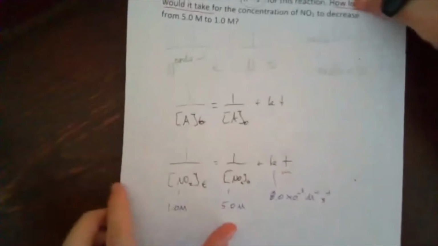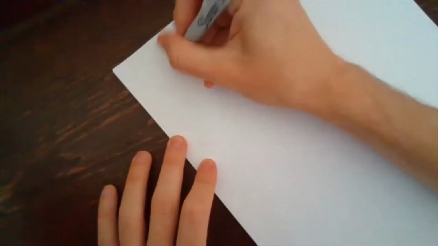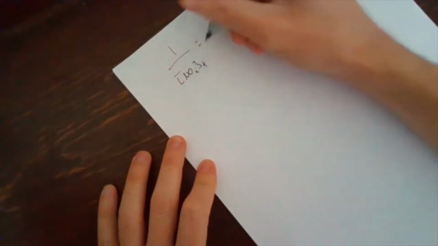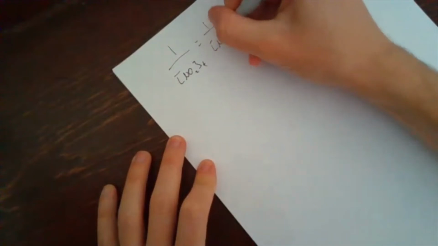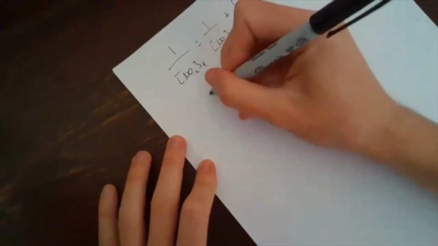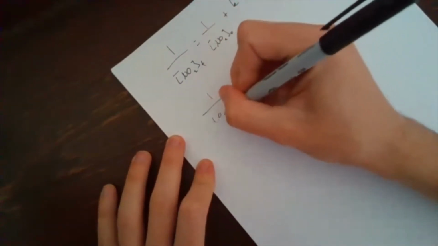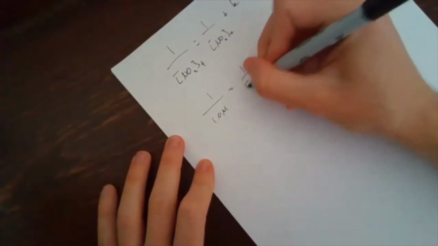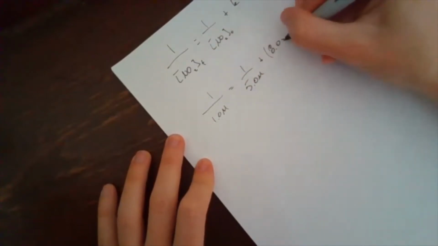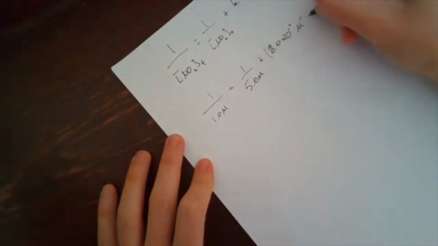So we'll go ahead and swap pages. We'll go ahead and plug everything in. I'll rewrite it. So it's 1 over the concentration of NO2 at time T is equal to 1 over the concentration of NO2 that's initial plus KT, plug everything in. 1 divided by 1.0 molar is equal to 1 divided by 5.0 molar plus 8.0 times 10 to the negative 2 times time.